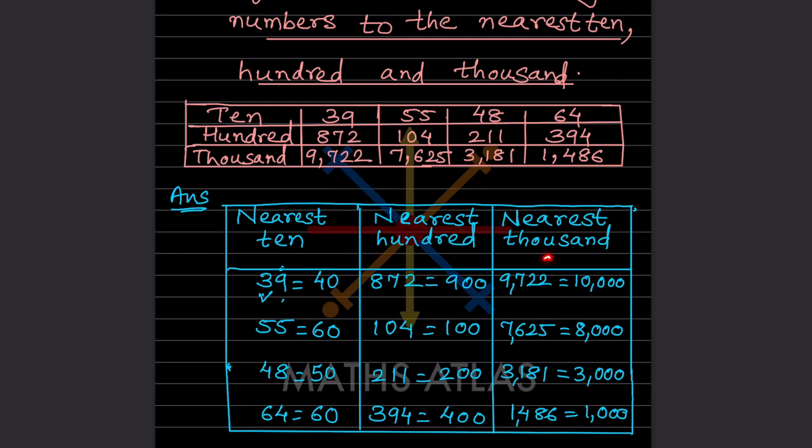Now nearest 1000 means ones, tens, hundred and thousands. So now look at here. You are going to concentrate on this 9. Then what is the side number? That is the hundreds place. So here hundreds place, this is 7. So that is more than 5. So you are going to add plus 1. So 9 becomes 10, 10,000 and then these 3 zeros. Okay.